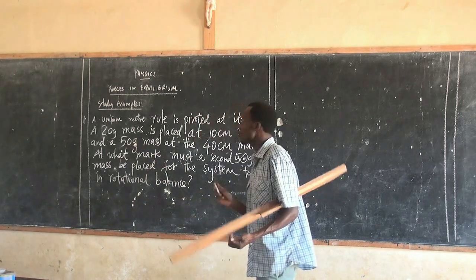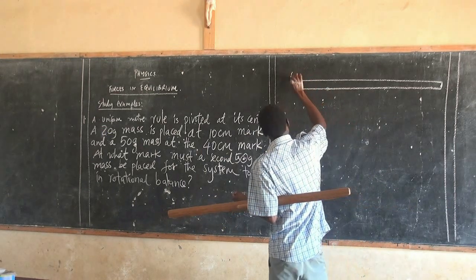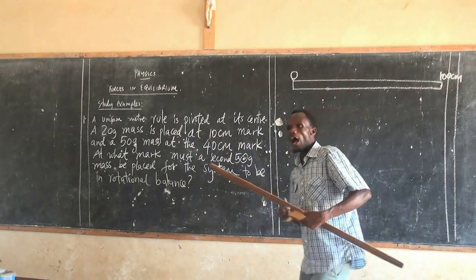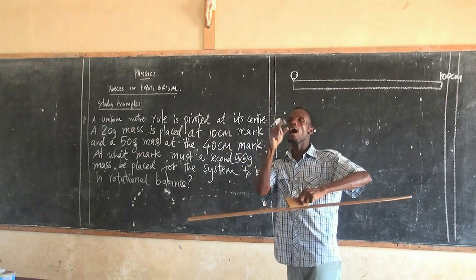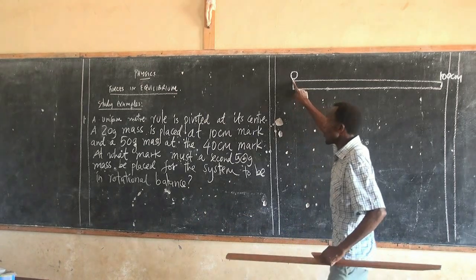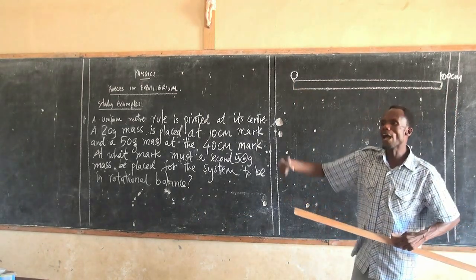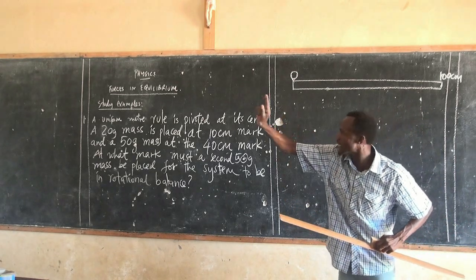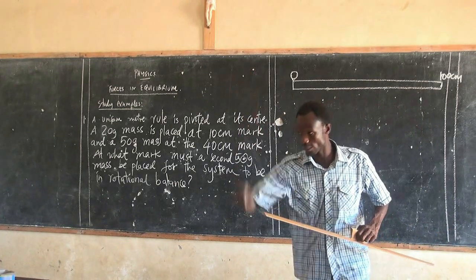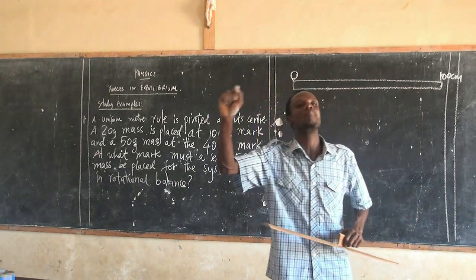A uniform metal loop. Now we can draw. This is a uniform metal loop. Now if here it is 0, here it is 100, because we have said a metal loop is a meter, 1 meter with 100 centimeter. And that's why I have said 0 to 100 centimeter. But it is pivoted at its center. The center of 100, the midpoint, is at the 50 mark.